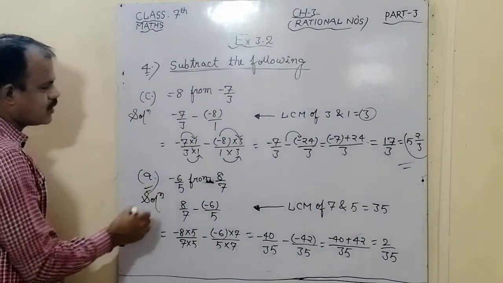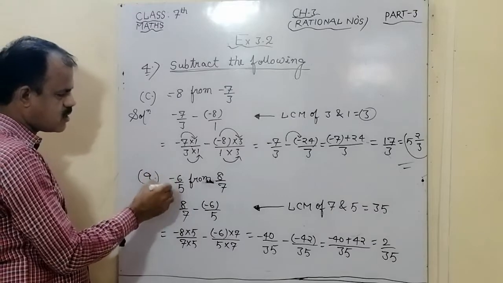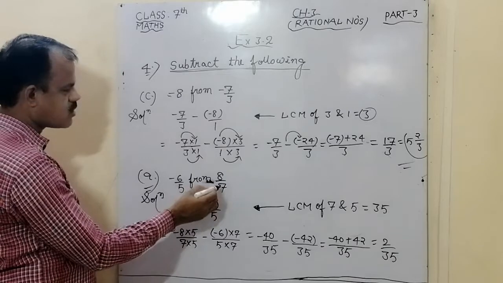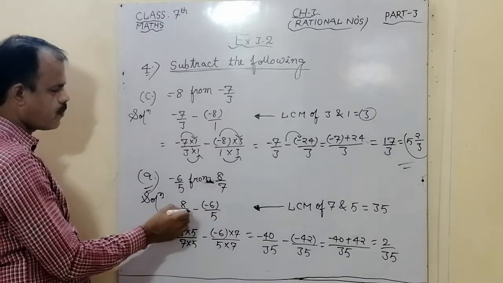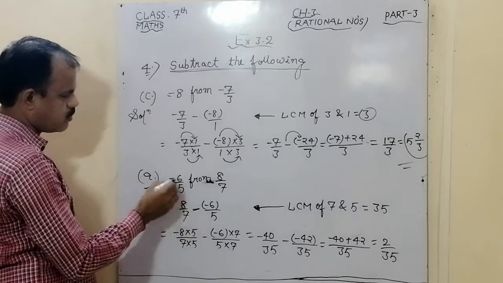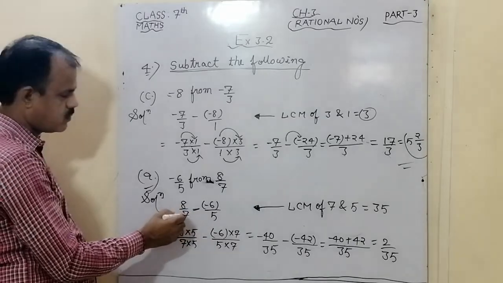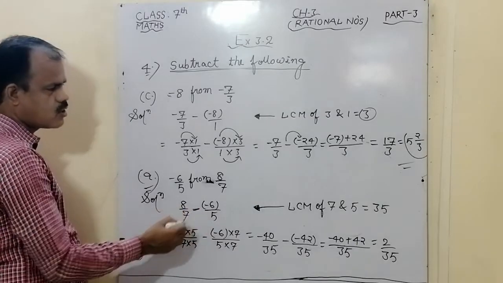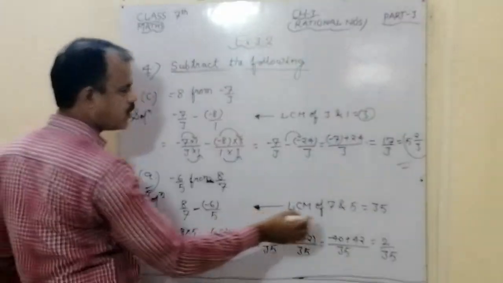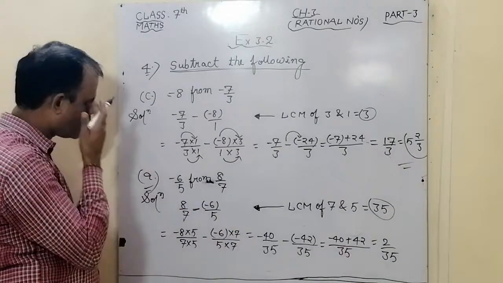See one more part, A part. Subtract minus 6 by 5. We have to subtract this number, minus 6 by 5, from 8 by 7. So first we write here 8 by 7, and subtract means this sign subtract, and that number minus 6 by 5. So students, see here, this is unlike fraction, so we have to change it into like fraction. So we have to take LCM of 7 and 5, that is 35. Now change this 7 and 5 into 35.